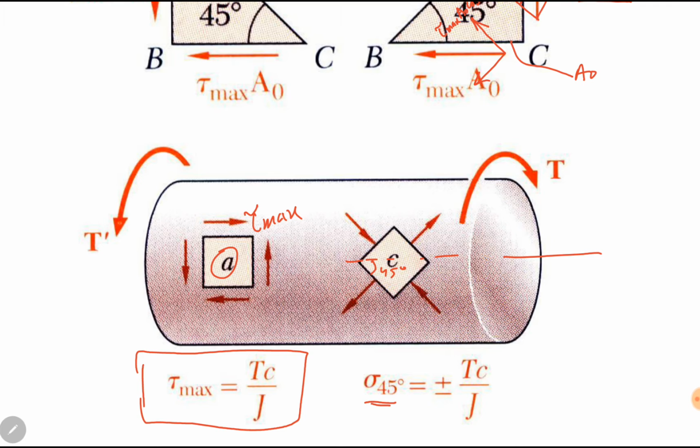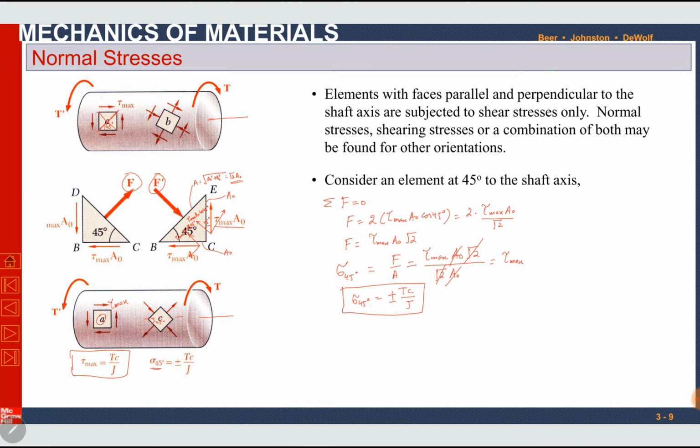So torque may produce pure shear loading, or pure normal loading, or it can produce a combination of normal and shear loading if the angle is neither 45 degrees nor 0 degrees nor 90 degrees. In this course we will study two special cases, pure shear loading and pure normal loading only. Both are equal to Tc over J.